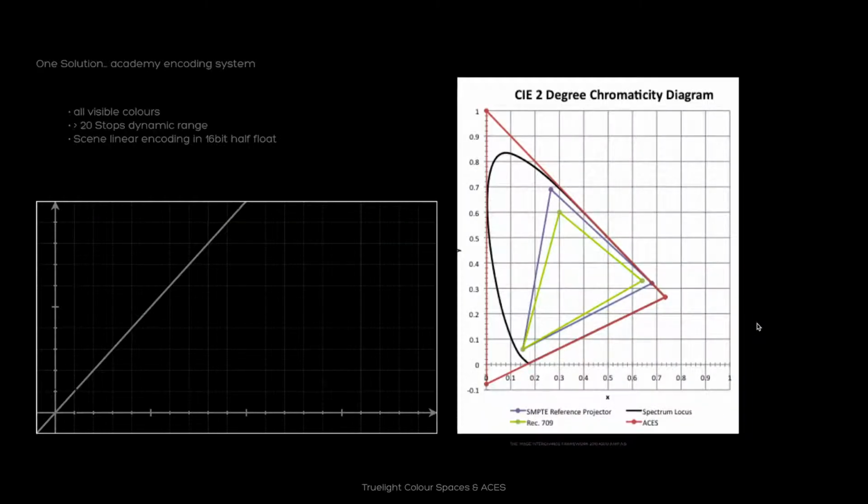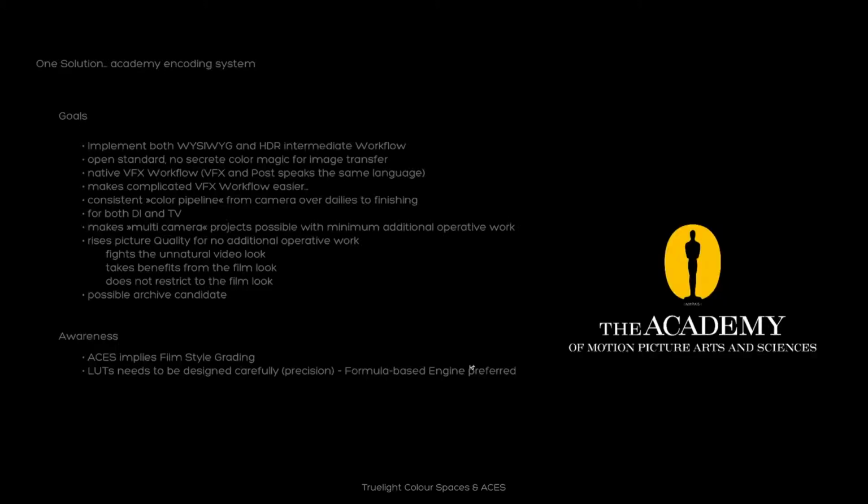ACEs includes all colors a human could perceive or a camera could capture. In theory, the dynamic range is not limited. In practice, you have more than 20 stops without losing any precision in a 16-bit half-float image, so plenty of headroom for modern cameras. ACEs tries to achieve a lot of good things. First of all, you have a so-called indirect output preferred grading, meaning you have both what you see is what you get on a low dynamic range display and high dynamic range data underneath.